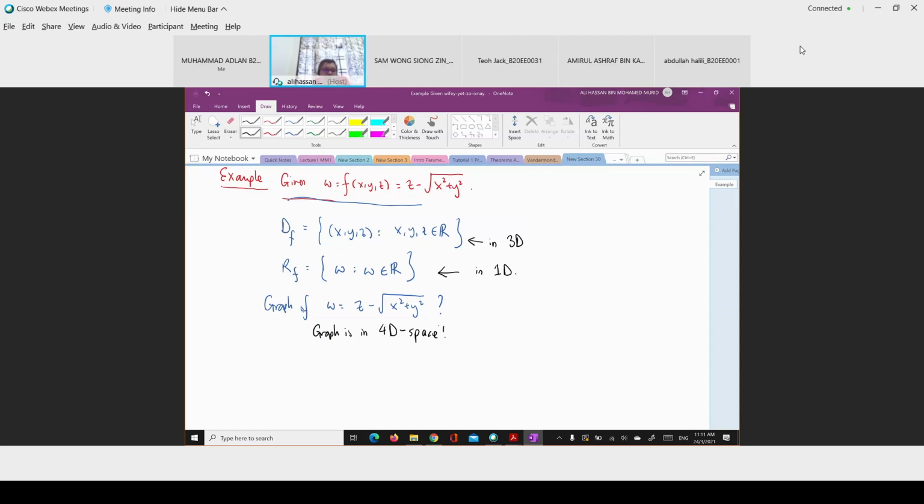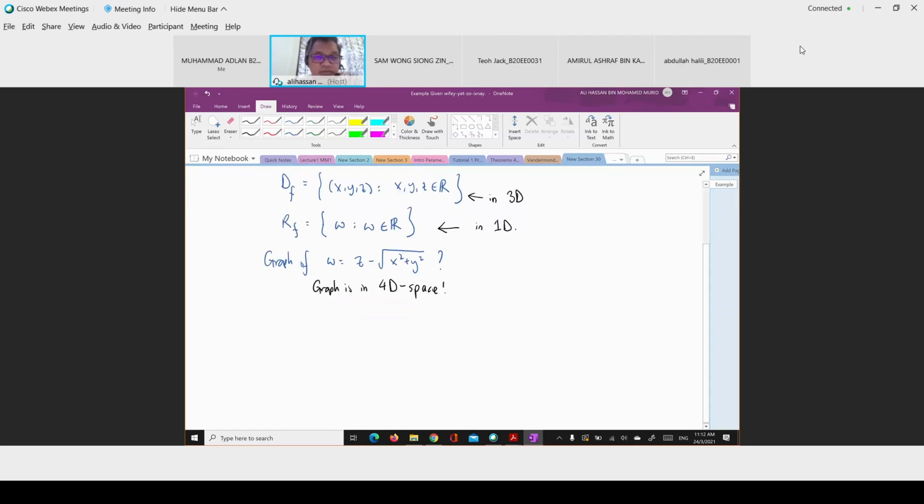Okay. However, we could sketch the level surfaces at various values of w, just like in a 3-dimensional graph we could draw several level curves. So similarly, for a 4-dimensional graph, we could sketch the level surfaces. It's not level curves because it is 3D, so we call it level surfaces, w equal to k.